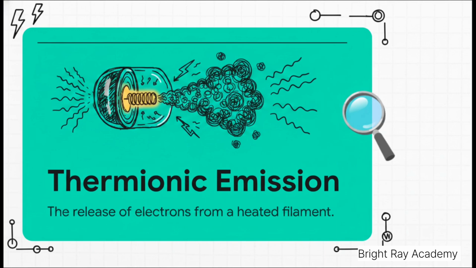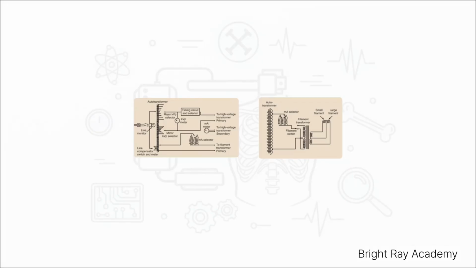The hotter the filament gets, and it normally operates at a current of about 3 to 6 amperes, the more electrons are released, and ultimately, the more X-rays are produced. Let's connect these two systems together. Power flows from the autotransformer on the left right across into the filament circuit on the right.